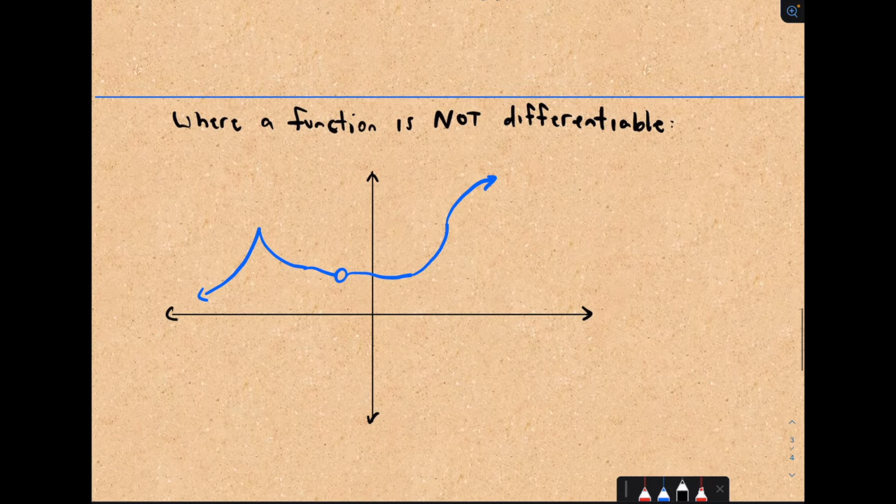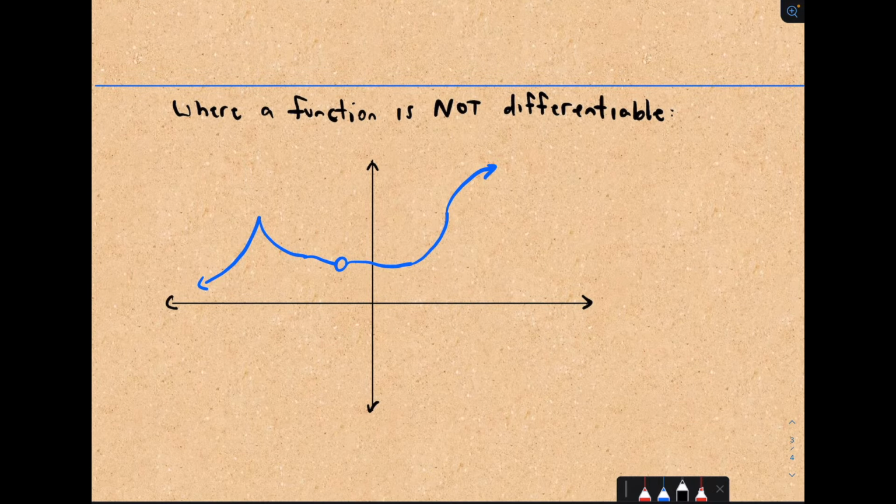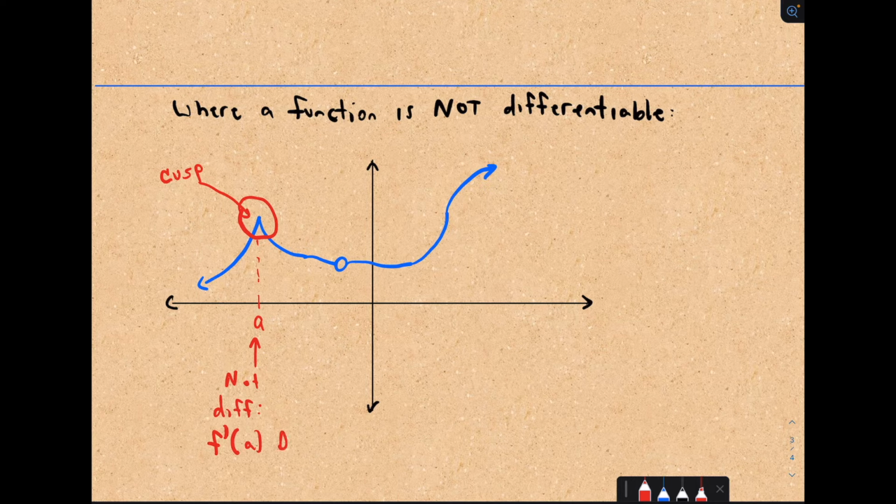Okay, so last but not least, quickly, where is a function not differentiable? And again, this is looking at things graphically. So a few places. If your graph has a sharp point to it, so notice, like our graph a second ago, it was nice and smooth and rounded. Here, this graph has a sharp point. That's called a cusp. So it cusps at whatever that x-coordinate is, we'll call it a, it would be not differentiable. So we would say f prime of a does not exist.